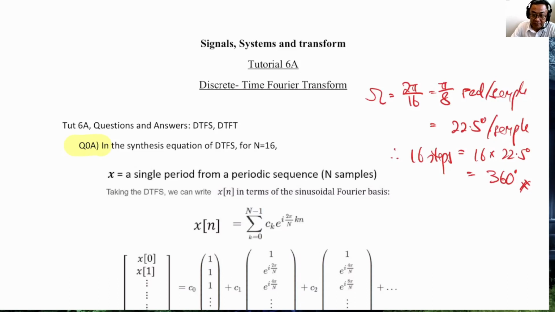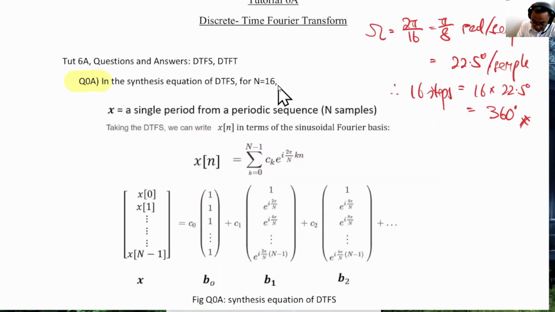This is tutorial 6A, question 0A. This question asks us to analyze the synthesis equation of the DTFS for N equals 16. This means that we are given x, a periodic signal that repeats every 16 samples. We then use the synthesis equation to reconstruct x[n].